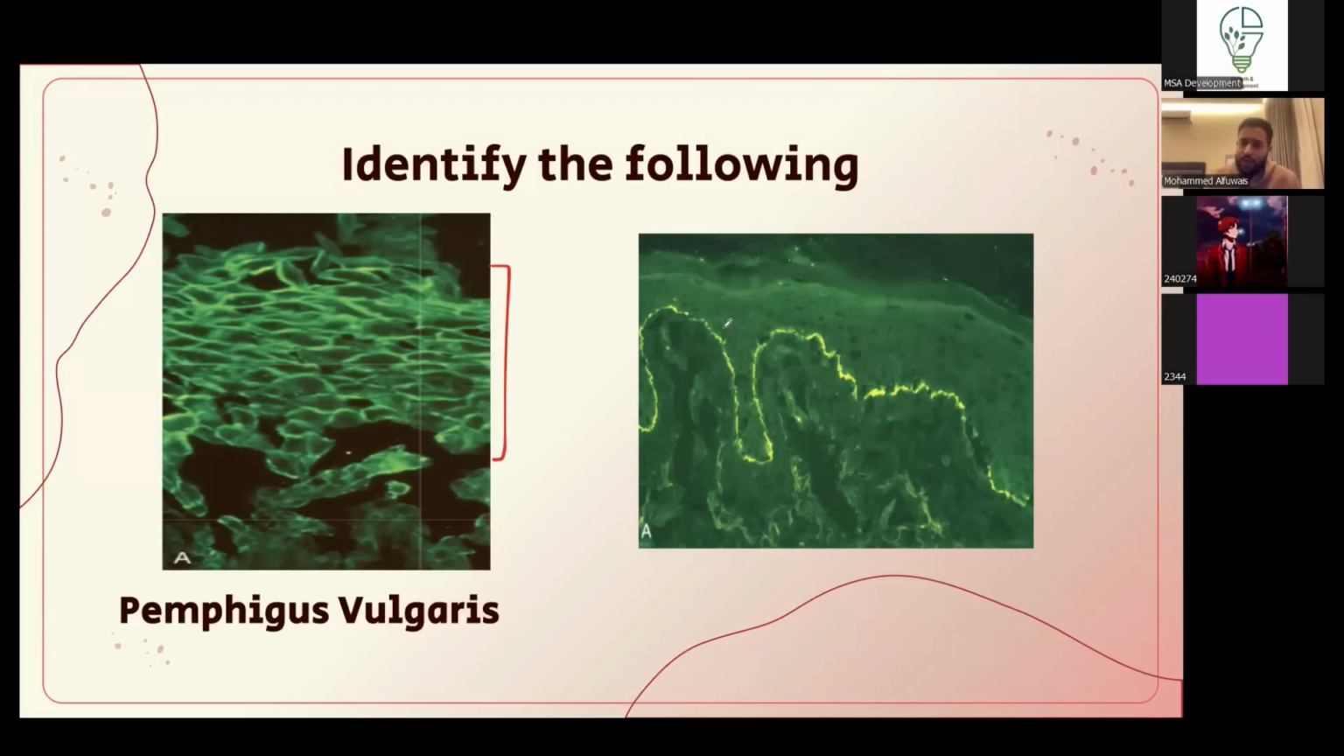Over here, it's a linear pattern. What do we call this? Or what is this disease? Bullous pemphigoid. Why is it linear? Where are hemidesmosomes located? Between the epidermis and the dermis. Will it be anywhere else? No. Here, desmosomes are everywhere because it's between cells. Hence, fishnet. This is linear. Bullous pemphigoid.